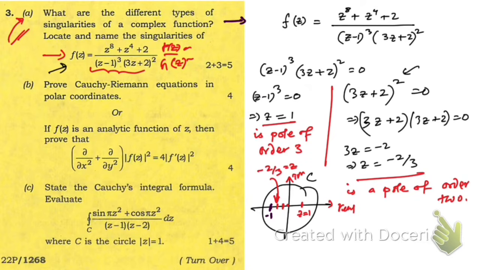So hope you have understood this. Now let's move on to the next question, that is 3b. I have already solved this. I have already proved the Cauchy-Riemann equations in polar coordinates in the video that is available in the complex variable playlist. I'm going to provide the link of this answer.